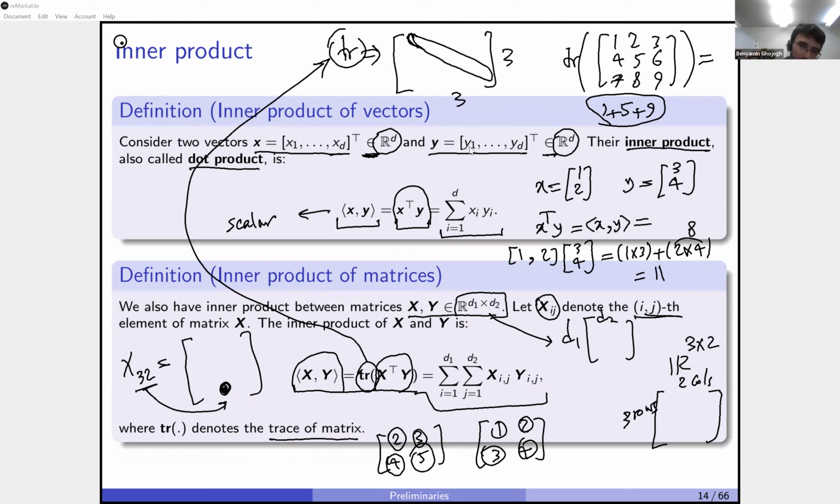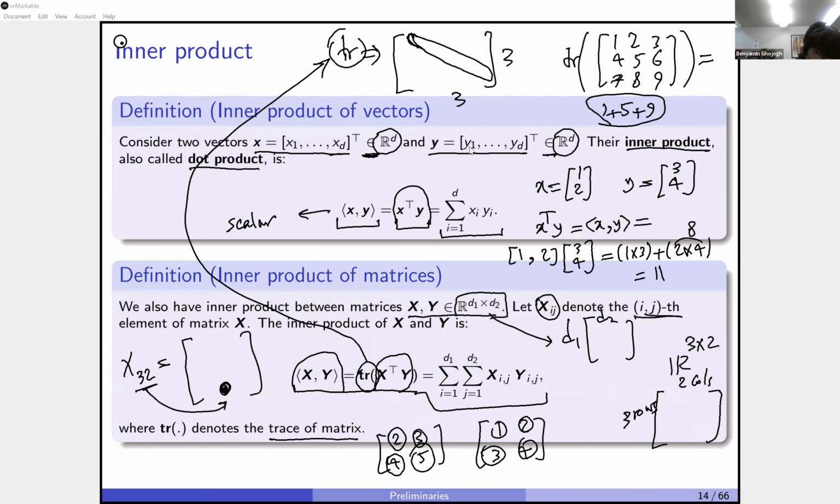And as I say, trace has some formal definition, but I think the simple definition is that it is proof that it's equivalent to the summation over the diagonal of this matrix. So these are the inner products. And just one more thing, and it will be over.